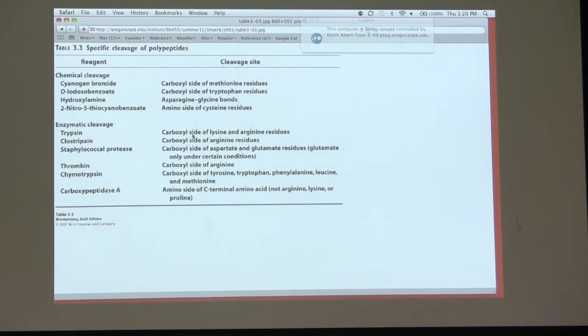I do think you should know about trypsin, however. Trypsin is very simple. It cuts on the carboxyl side of lysine and arginines. Thrombin cuts on the carboxyl side of arginine. That's a simple one to know. Staphylococcal protease, very simple. Look where it cuts, only on the acid side, the carboxyl side of the acids. And you'll notice these are all cutting on the carboxyl side except for the last one.